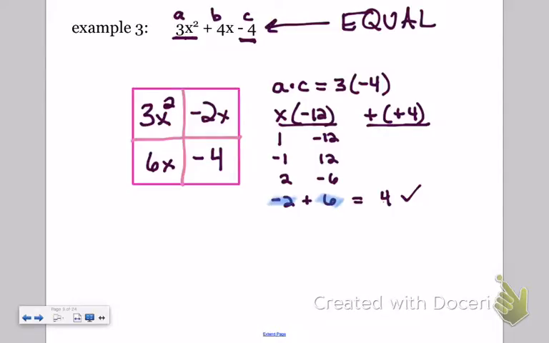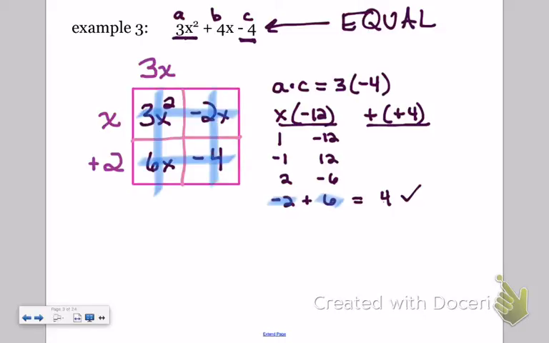So now all we have to do is factor to the left. So we'll start with the bottom of the box. 6x and negative 4. The greatest common factor is positive 2. If we look at the top row, factor out to the left. 3x squared and negative 2x, I can take out an x. If we look vertically on the left, 3x squared and 6x, I can pull out a 3, and I can also pull out an x.